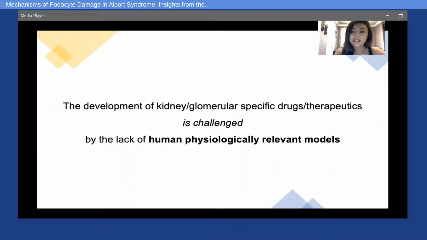Now, it is key to develop a model to study this particular system. However, the development of a kidney glomerular specific model is challenged by the lack of human physiologically relevant models.